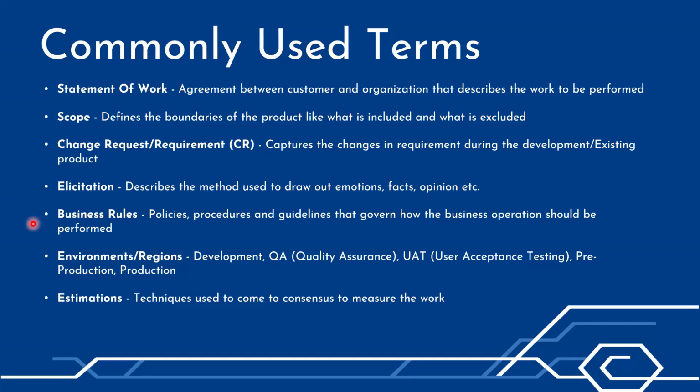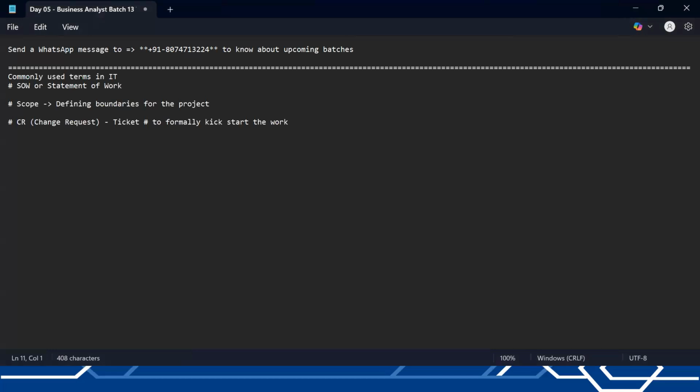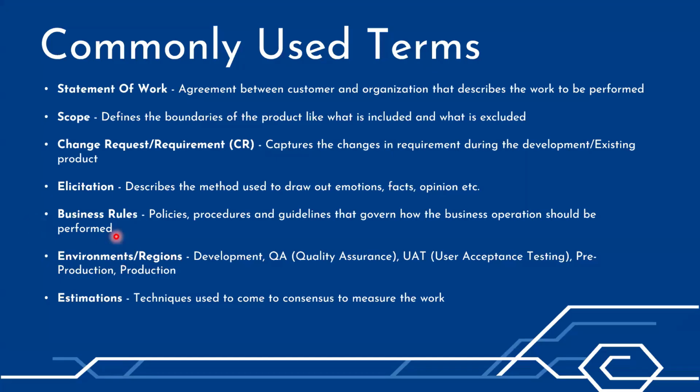The next one is business rules. Now, generally, what are rules? Rules are basically defining how an activity should be performed. In the same terms, whenever a client comes in, the client is basically the owner of a business. So the client will talk about policies, procedures, or guidelines around how they perform their operation.